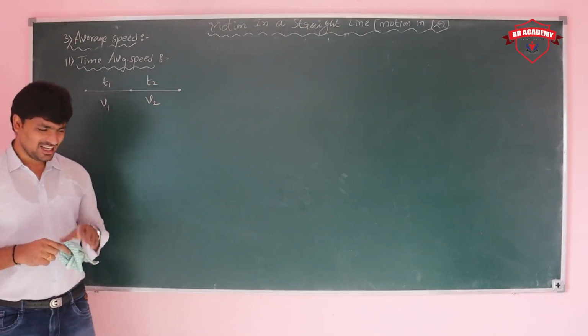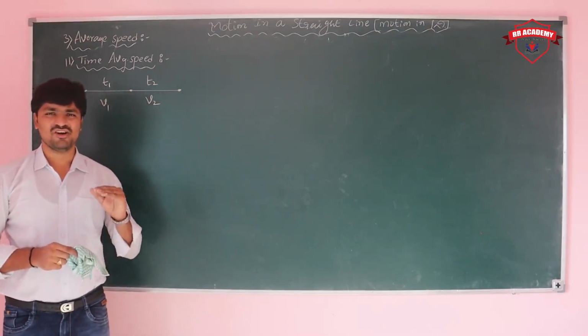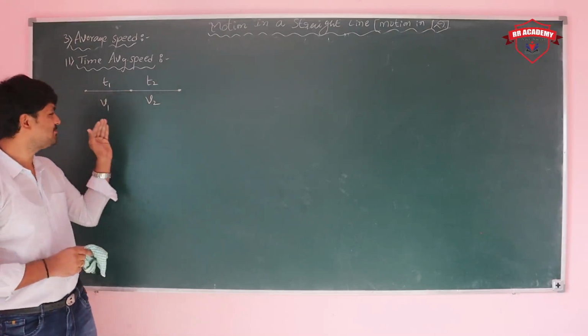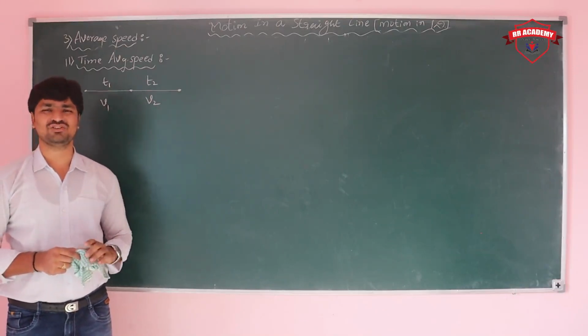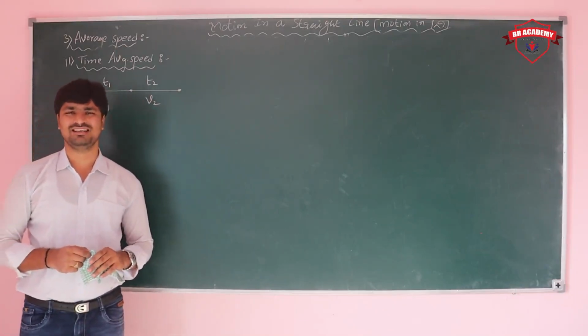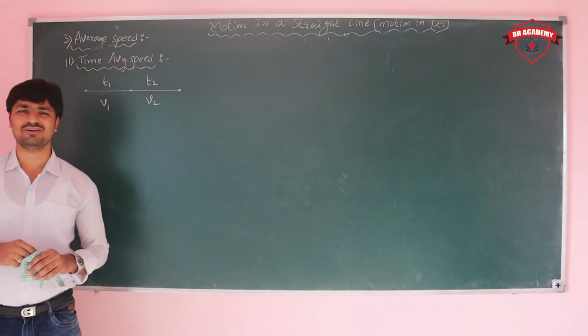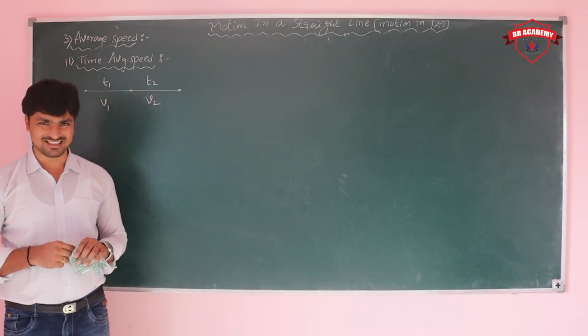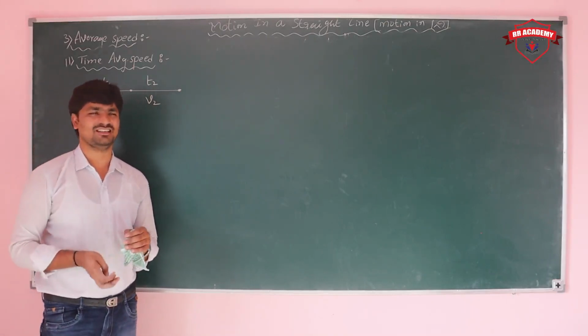Once again, a car is moving in a straight line which travels first t1 seconds with a speed v1, next t2 seconds with a speed v2. Then what about the average speed? That's the question. So here you can observe the question. They are not discussing the distance. So let's see how we can take that.